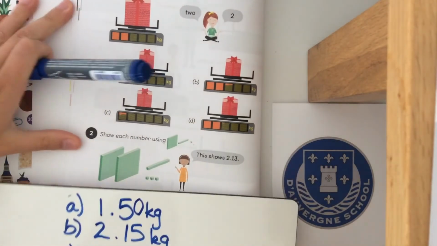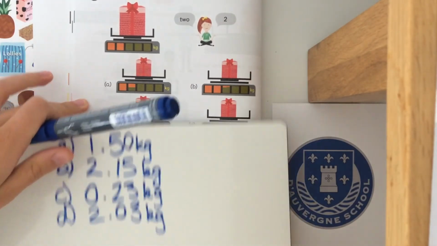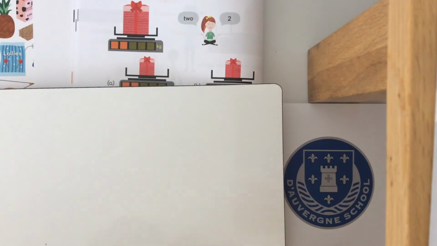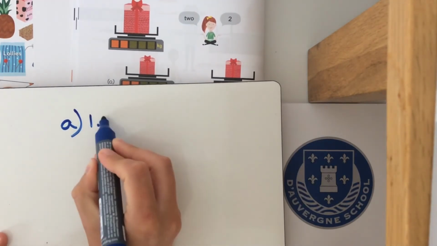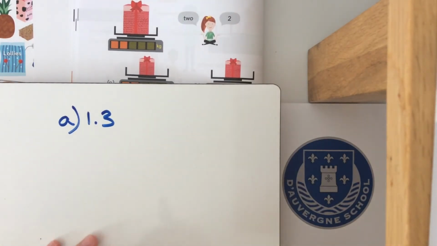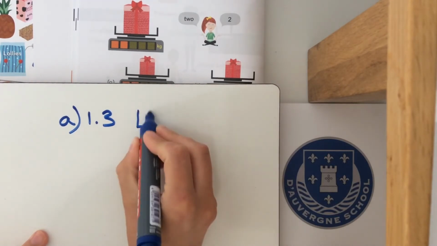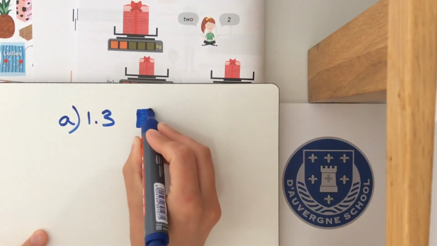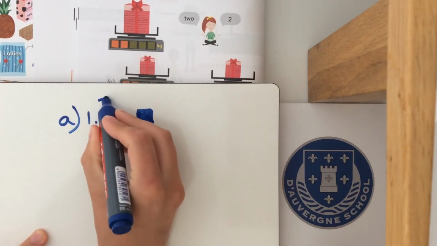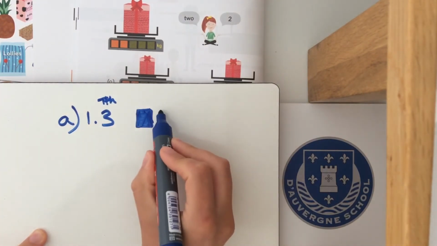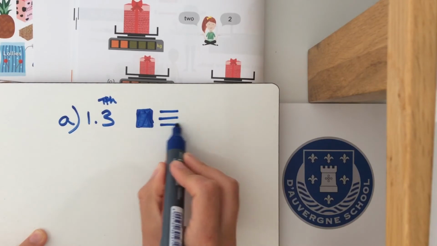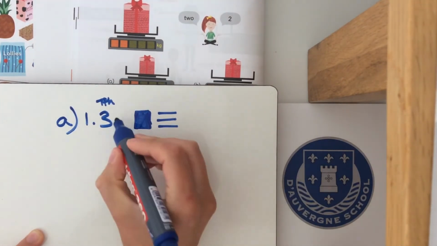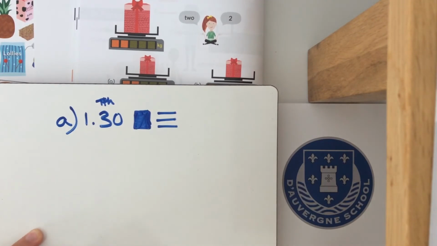Okay, so for number 2, show each number using the base 10. Okay, so for A, we have 1.3. So I need 1 whole, so I'll draw my square, because I know that my square is worth 1 whole. Then I need 3 tenths, that's my tenths column, and I draw my tenths as sticks. So I've got 1 whole and 3 sticks of 10. I haven't got any hundredths, so I don't need any little cubes.